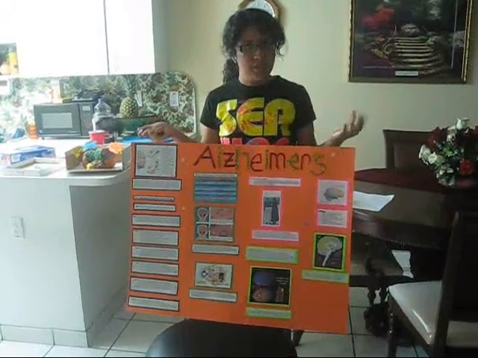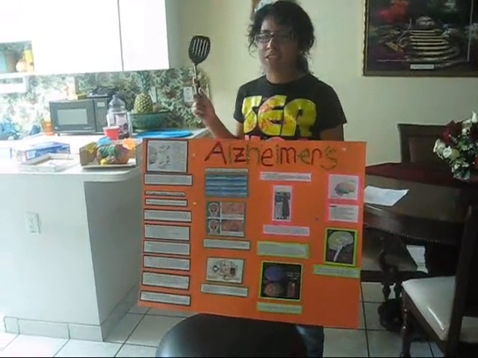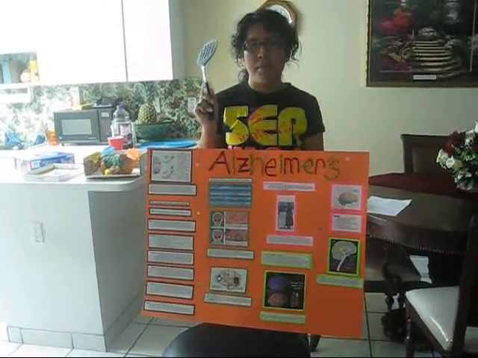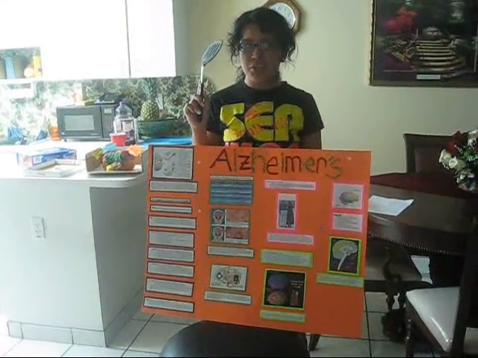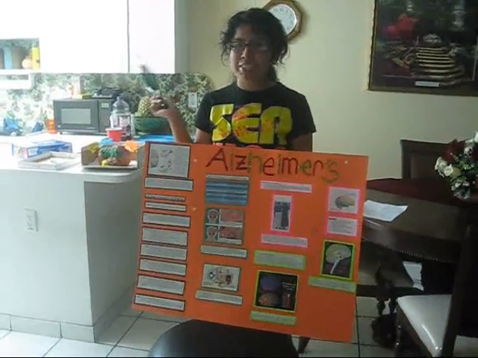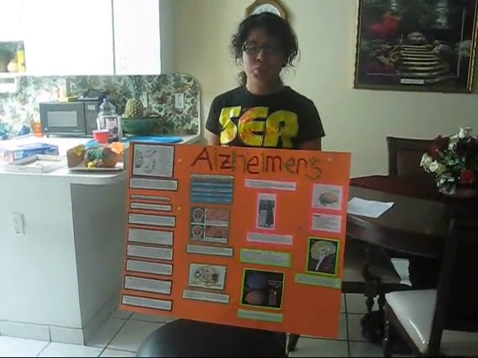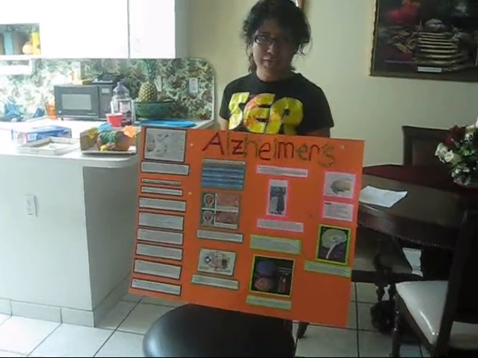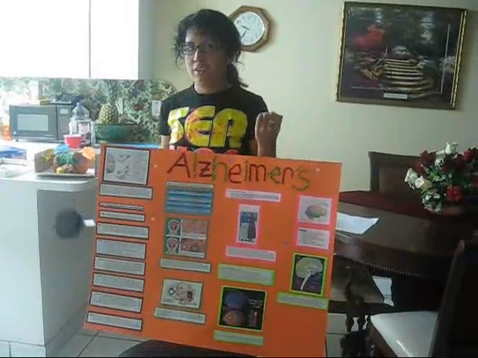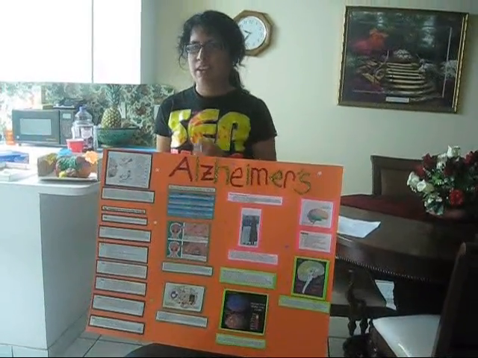What is Alzheimer's disease? Alzheimer's disease is the most common form of dementia. It is a serious brain disorder that slowly destroys memory and thinking skills and eventually destroys simple tasks of daily living. What causes Alzheimer's disease?